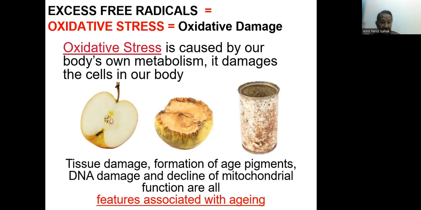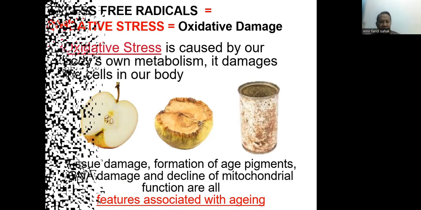So excess free radicals or state of oxidative stress will cause tissue damage, formation of age pigments, DNA damage, and decline of mitochondrial function, which are all features associated with aging, disease, and cancer.